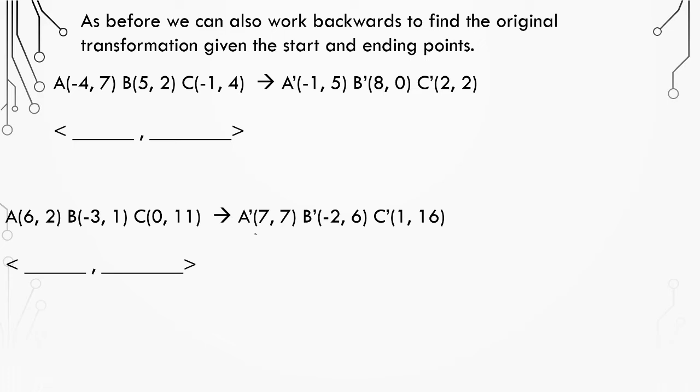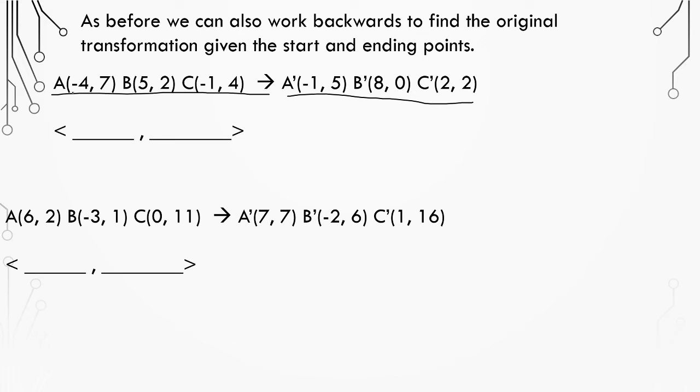Now, one thing you also have to be able to do is work backwards. So you should be able to look at the original points and the translated points and figure out what the translation was. Again, here are my original points. You notice because they don't have an apostrophe with them. Here are my translated points. Again, the apostrophe means that something's been done to them.